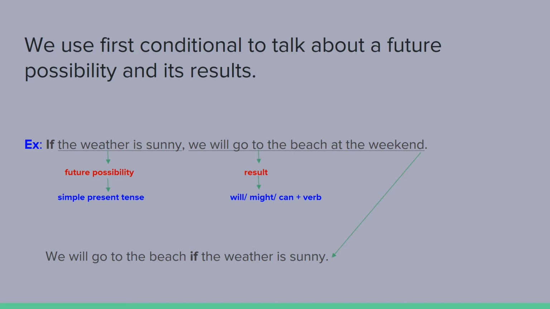We will go to the beach at the weekend only if the weather is sunny. If the weather is not sunny, we won't go to the beach at the weekend. Please remember that we don't have to use if at the beginning of the sentence. Now I will tell you how you can use if in the middle of the sentence. We will go to the beach if the weather is sunny. Here we wrote the result section first.